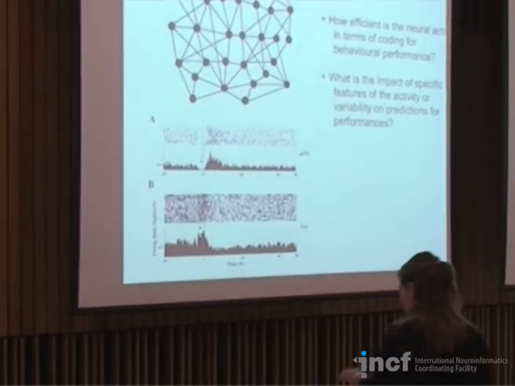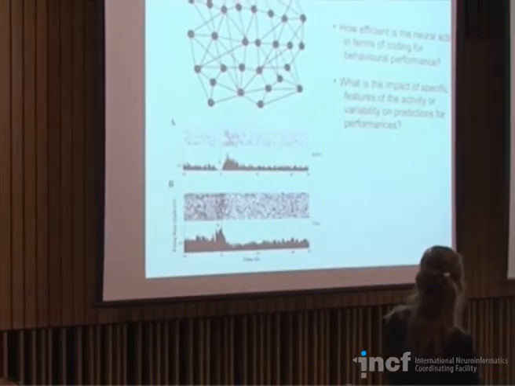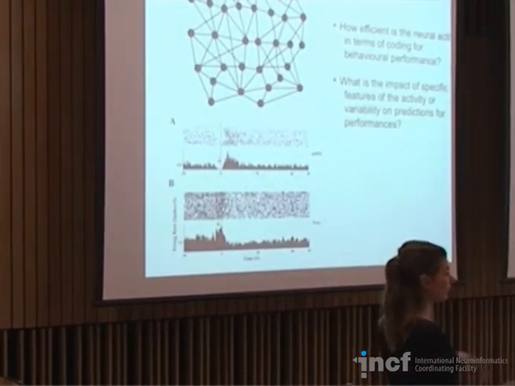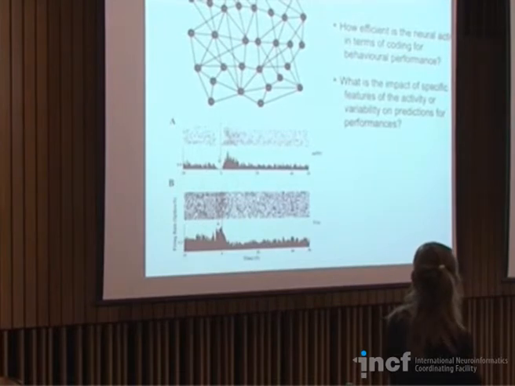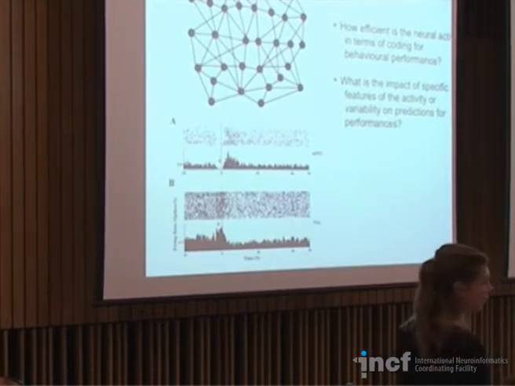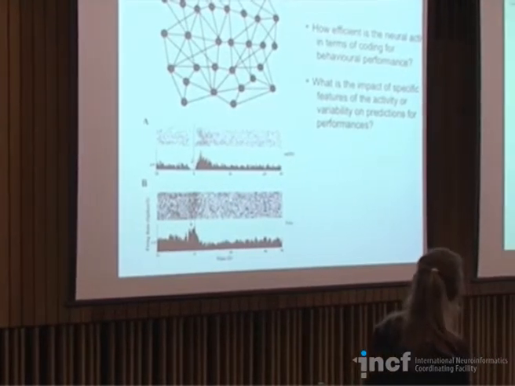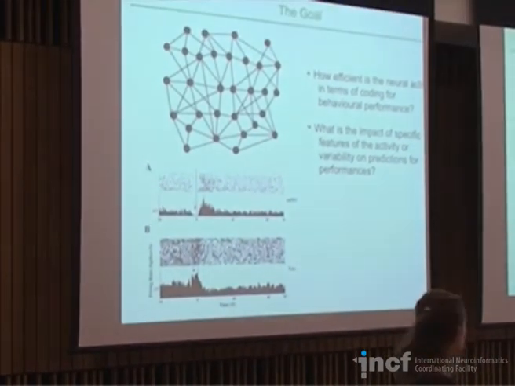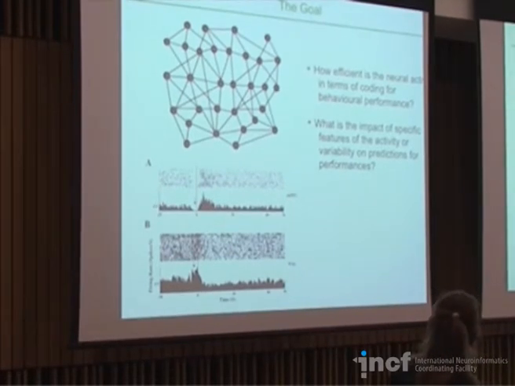So the problem here is, when we consider a neural circuit, or maybe your model producing spikes with a lot of connections, or when we are looking at a given cortical area in the brain, the question we can ask is how efficient is that neural activity for coding, and in particular in terms of predictions for behavioral performances. So we want to understand what the impacts are of specific features of this neural activity, and also of the variability in this neural circuit, for predictions for performances.